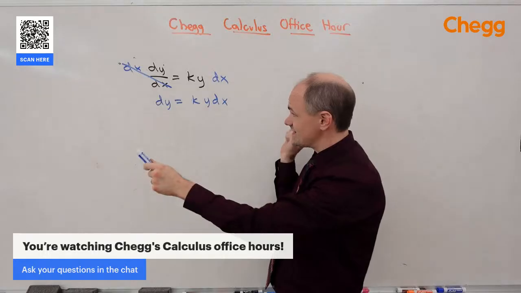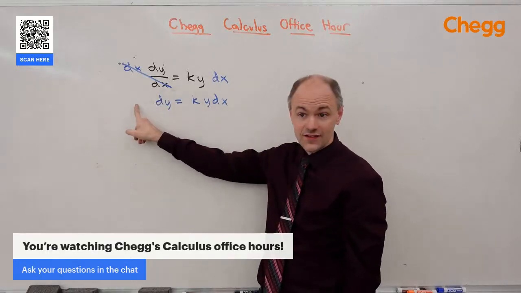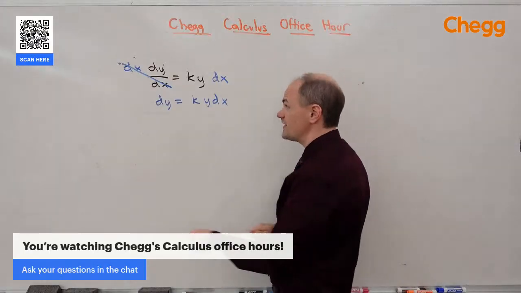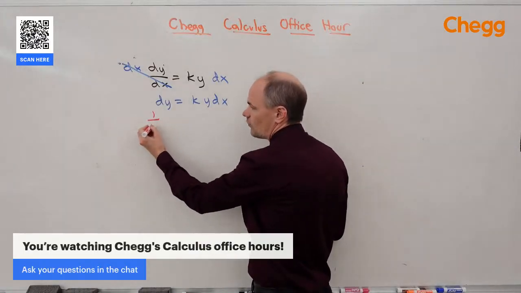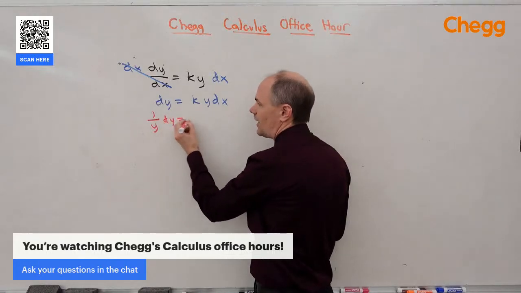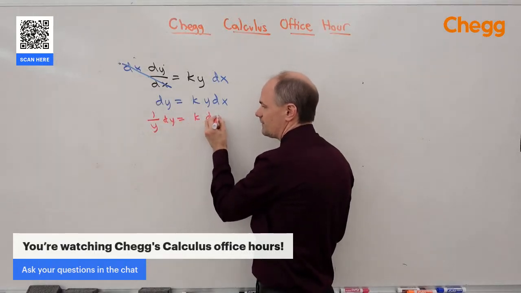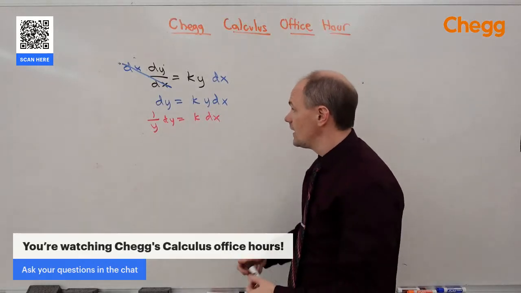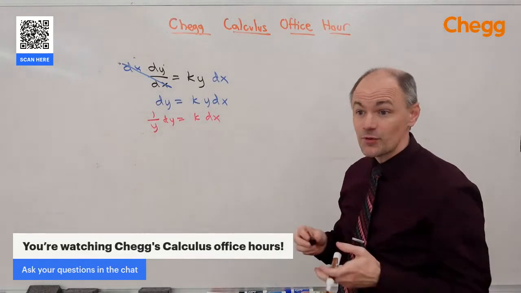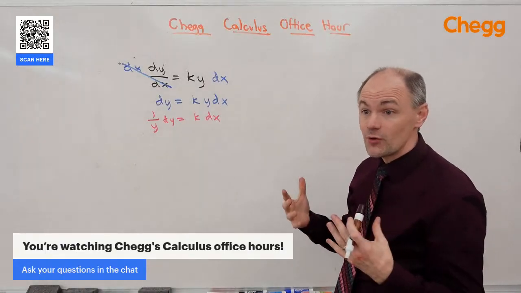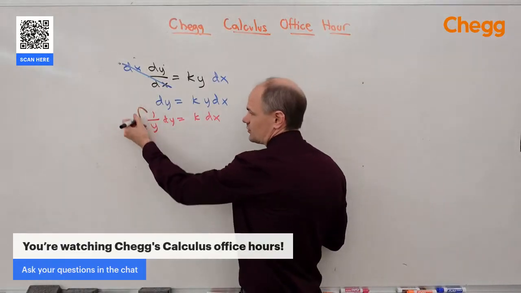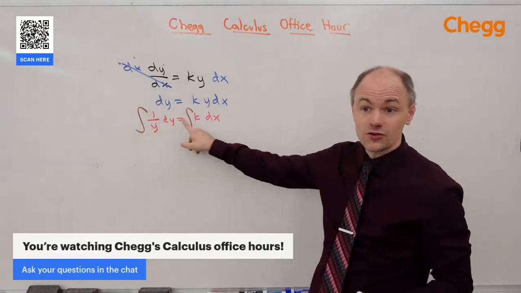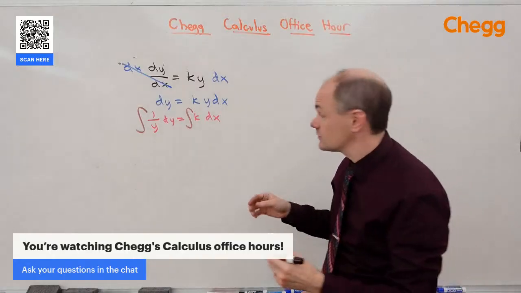Then we'll have our dy equals ky dx. The idea is we're going to separate the variables, and we want the y's on the side with y and everything else on the side with x. Well, if I divide both sides by y, I get 1 over y dy is equal to k dx. Now that dy and dx have been separated, we're ready to integrate both sides to see what that gives us. So we'll integrate the 1 over y on the left with respect to y, and the k on the right with respect to x.